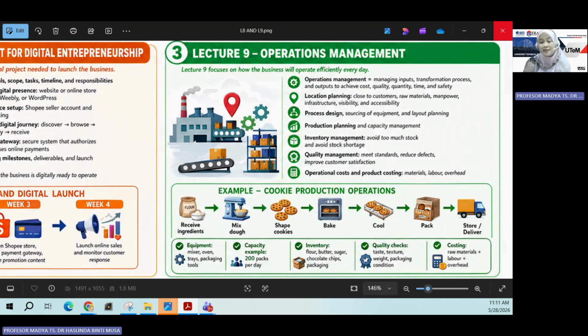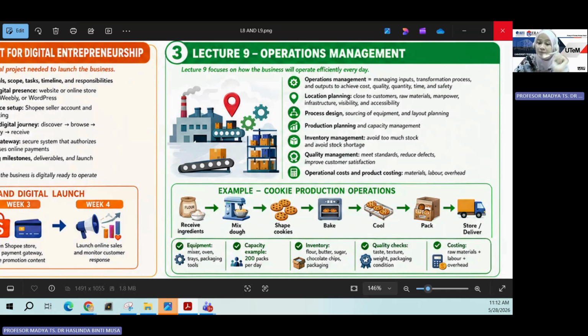Okay. The first one is location just now, and the second important one is process design. What does it mean by process design? Process design means deciding how the work will be done step by step. For example, in the cookie business, the process may be first receive ingredients, then check the quality, and then store ingredients. You prepare the dough, shape cookies, bake, cool, pack, label, store, and then deliver.